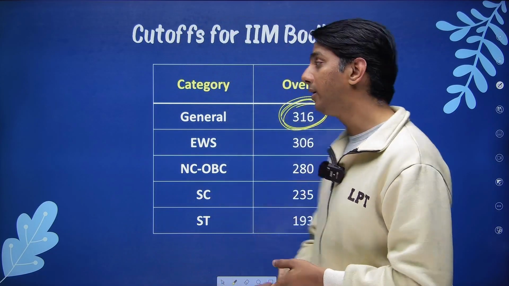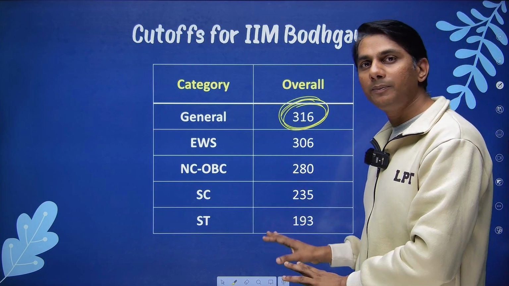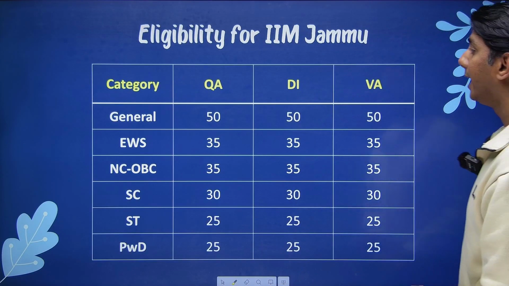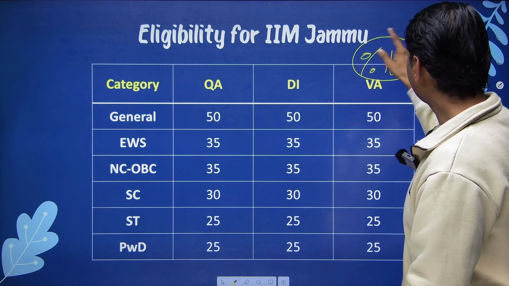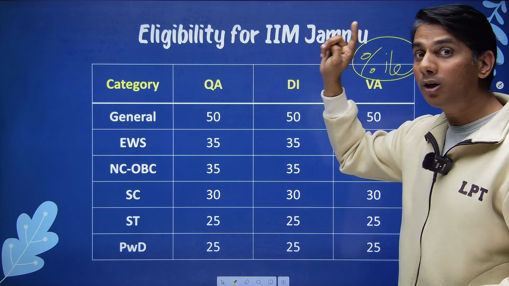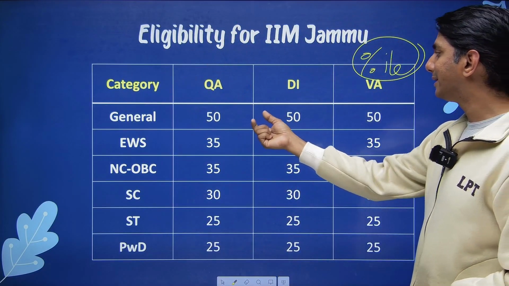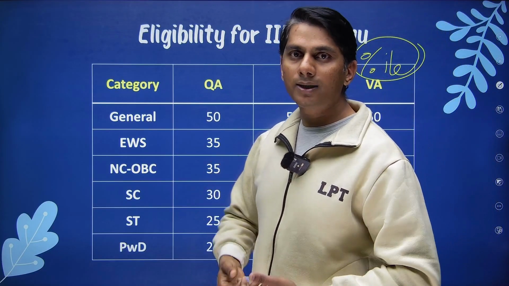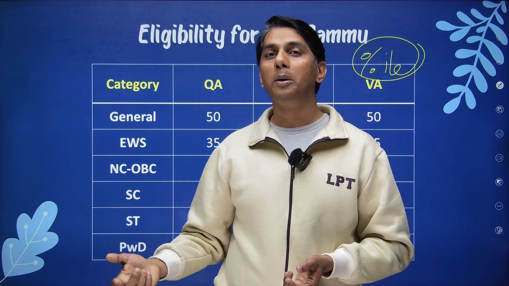For IIM Jammu, the same criteria is 50 percentile for the general category. So for IIM Bodh Gaya, it is 30 percentile standard for all the categories. For IIM Jammu, it is 50 percentile. This is percentile. Okay, take note. This is percentile eligibility criteria, not cutoff. This is eligibility criteria for IIM Jammu. 50 percentile is the minimum requirement for general category, and once you have more than 50 percentile, then only you will be considered for the merit list.